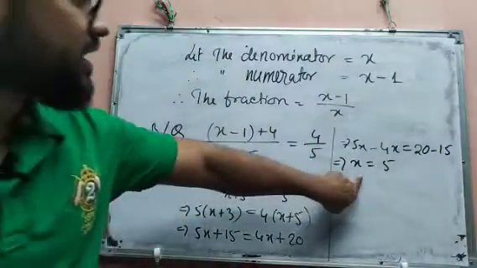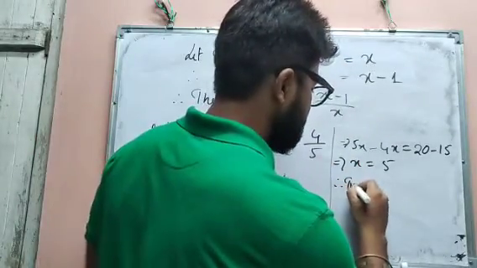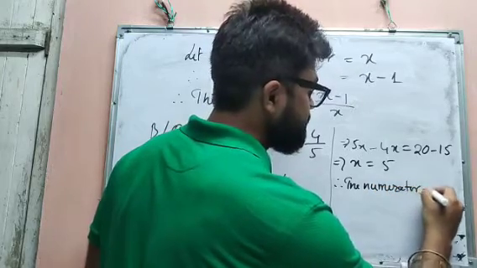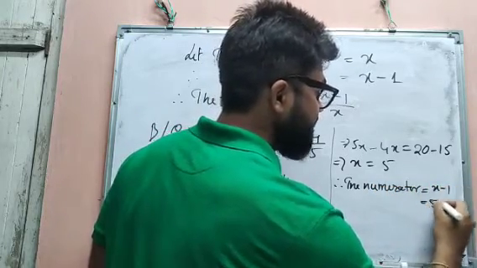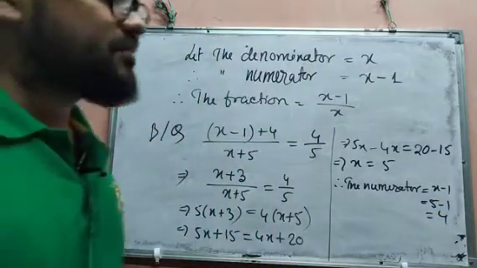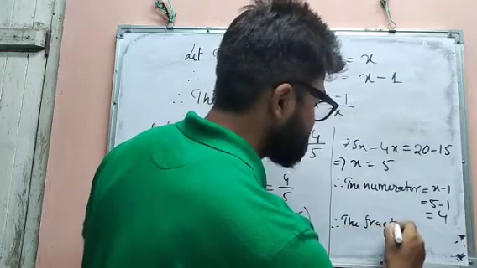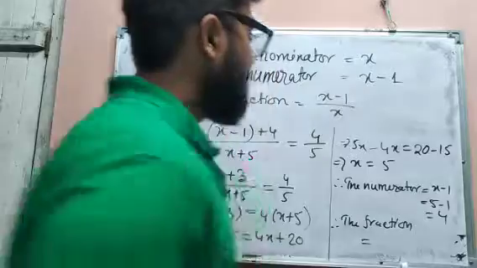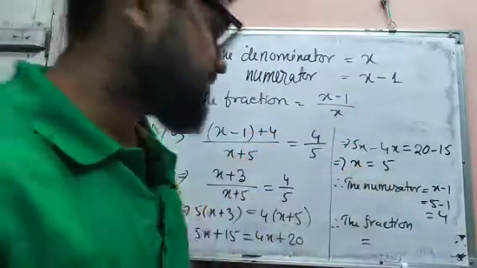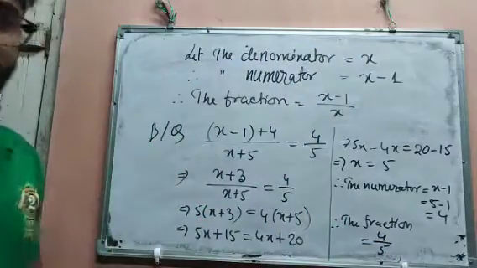That means the denominator is 5. Now we are asked to find the numerator. The numerator is x minus 1, that means 5 minus 1 equals 4. Okay, so we are asked to find the fraction. Therefore the fraction is (x minus 1) by x, numerator 4 and denominator 5. So we get 4 by 5, which is our required answer. Okay.